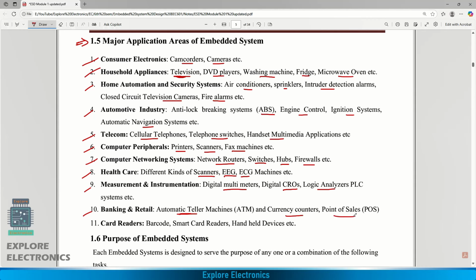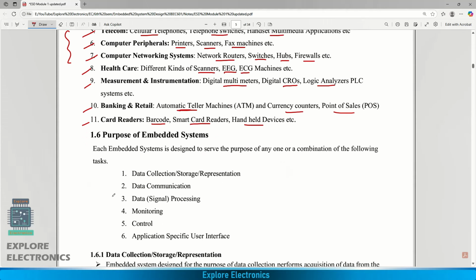Currency counters, point of sales, and then card readers like barcodes, smart card readers. In the tolls you may see smart card readers and all. They will be the embedded systems. These are all the different embedded system applications. You can also list out more. These are just 10 to 11 applications we have mentioned here.